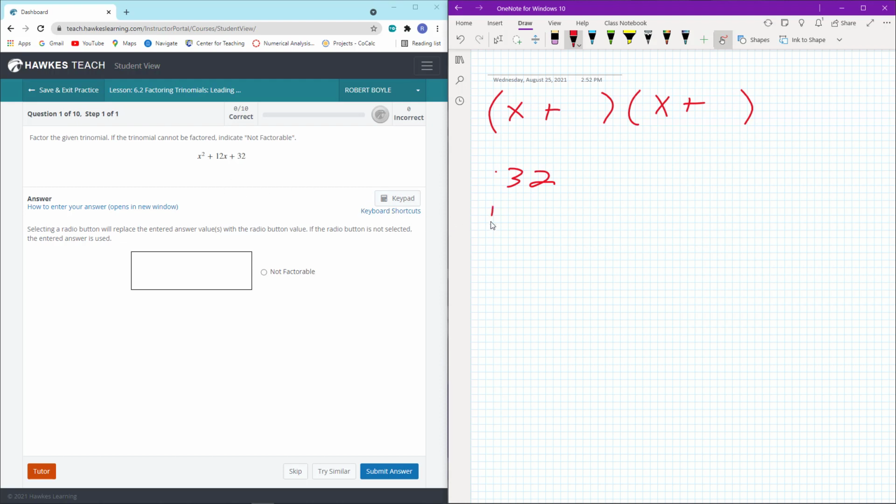So the factors would be 1 and 32. Well, they sum to 33. That won't work. 2 and 16. That sums to 18. 3 and 8? Well, that sums to 12. So that must be it. Wait, that's not 3 and 8. That's 4 and 8. 3 doesn't divide into 32. Okay, what about 5? No. 6? No. 7? No. So these are it. 4 and 8. So we could put a 4 here and an 8 here, and we are done.